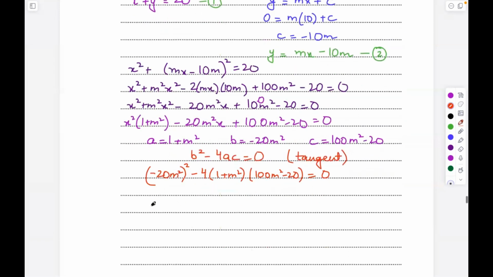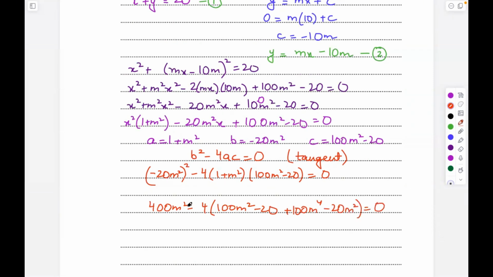Expanding minus 20m squared whole squared, we'll get 400m to the power 4 minus 4. And now we can first expand the bracket. So this will become 100m squared minus 20 plus 100m to the power 4, and this will become minus 20m squared equals 0.